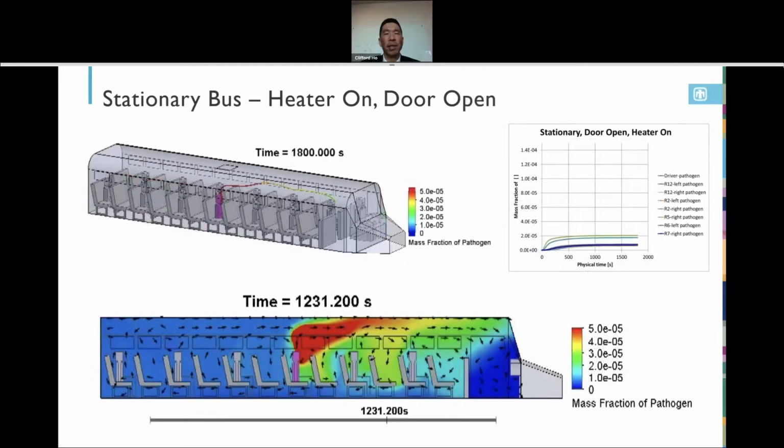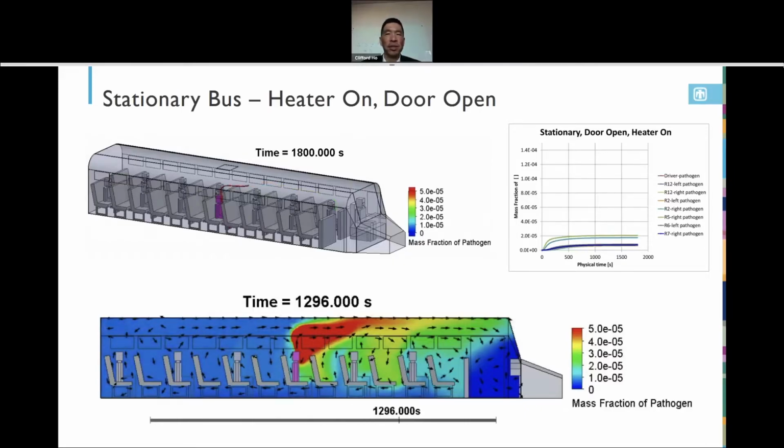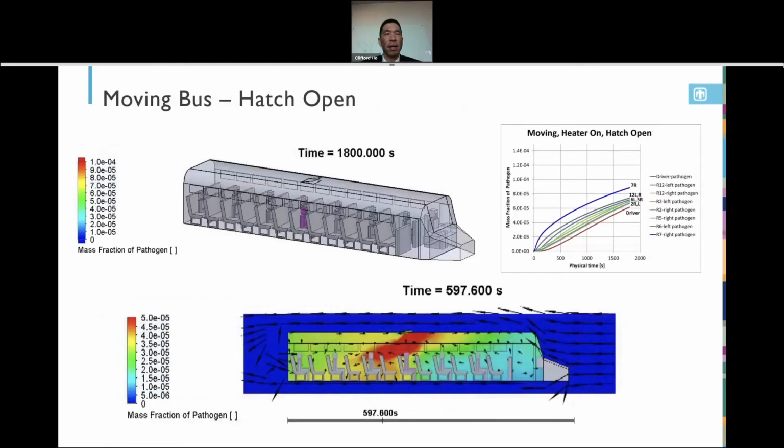Now, if you open the door, same scenario except you just open the bus door. It turns out that having that opening allows for the egress of flow, just like the through flow condition we simulated in the conference rooms. This was good. It actually reduced the overall concentrations. We reached a steady state, as you can see in the upper right. The mass fractions are much lower than before. So having openings while you're stationary, weather permitting, is a good thing.